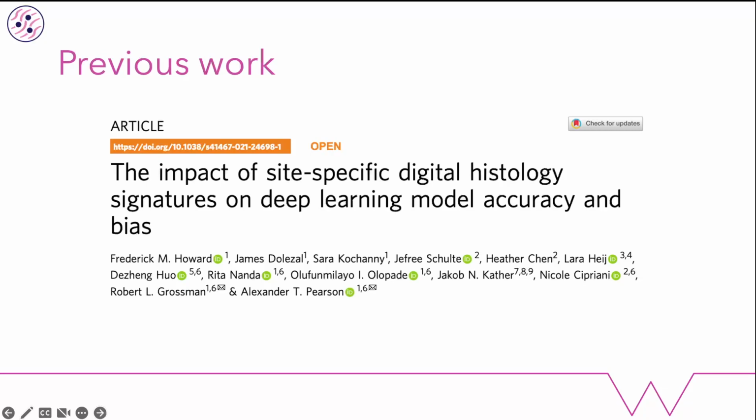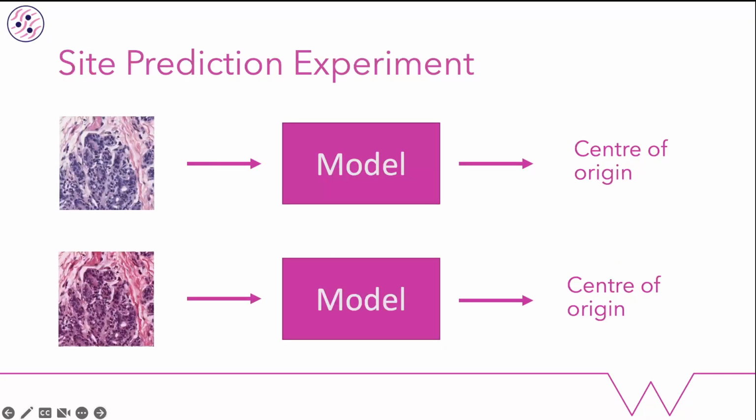It is important to note that our work is independently inspired and we were not aware of this paper's existence before submitting our paper. In this work, we wanted to create a carefully controlled experiment in order to measure the effect of stain normalization. To do this, we designed a simple experiment in which we predict the site of origin of a whole slide image, both before and after stain normalization.